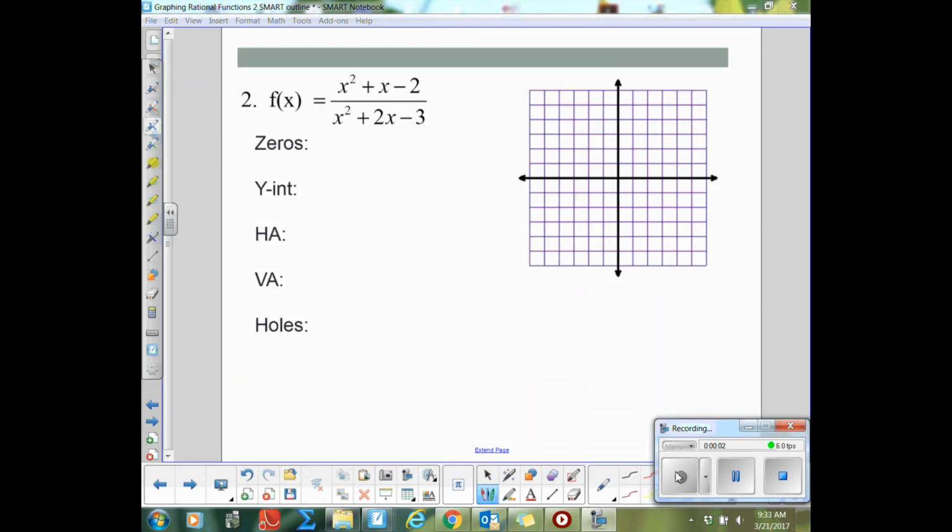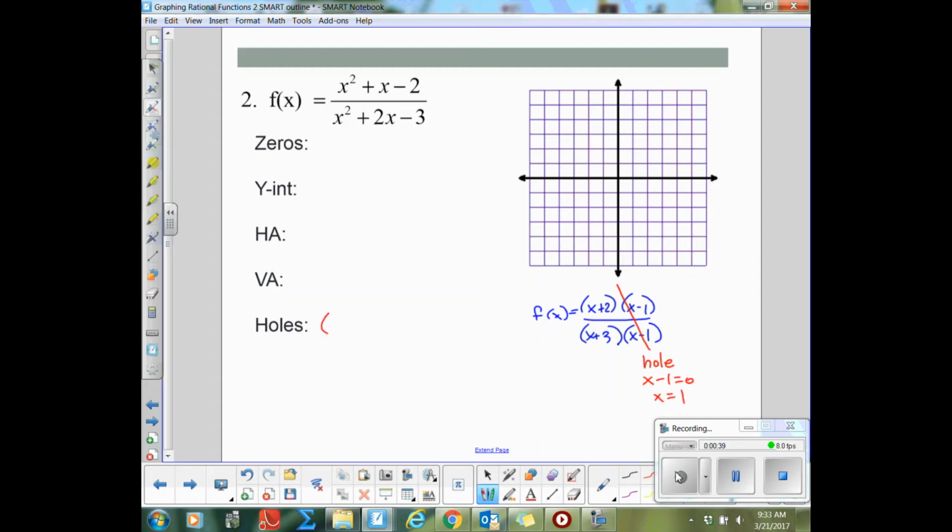Factoring our function, and after factoring, we see that the function can be simplified. That creates a hole in the graph. Set x minus 1 equal to 0. The hole in the graph is at 1, comma, something.